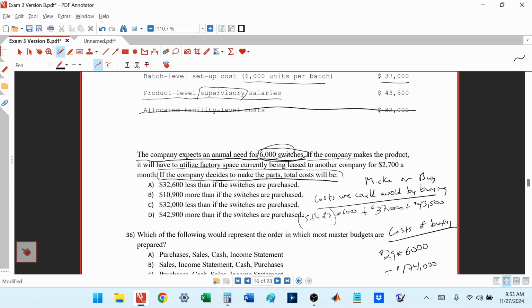But there is another cost in here. If we make the switches, then space that we're currently leasing to another company for $2,700 a month, we wouldn't be able to lease that space anymore because we'd be using it to make. So that's another cost, an opportunity cost of making. Not being able to get this revenue if we make. That's an opportunity cost of making, or it's a cost that we could avoid. We can avoid that by buying.